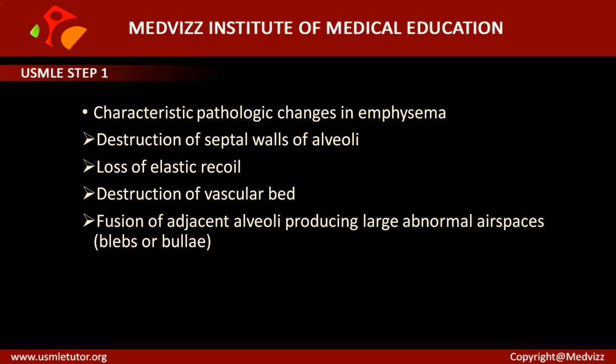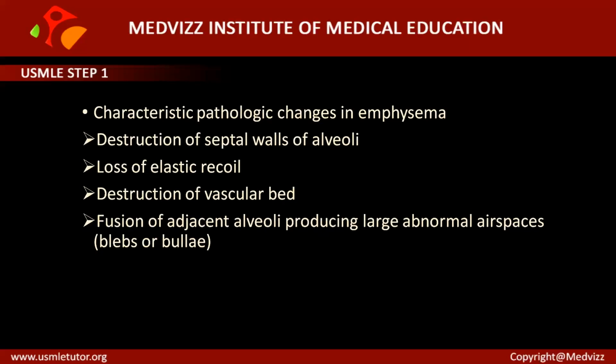If I repeat once again, there will be destruction of the alveolar walls, which are also called the septal walls. If the wall between two alveoli is gone, then two balloons will combine to form large abnormal air spaces called blebs or bullae, and there will be loss of elastic recoil capacity and destruction of the vascular bed. So all these four are the characteristic pathological changes seen in emphysema, whatever may be the type of emphysema.